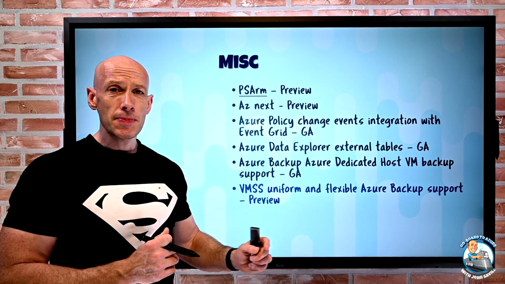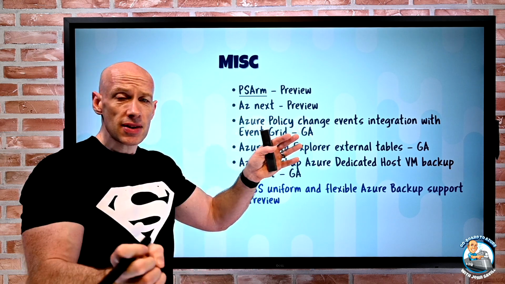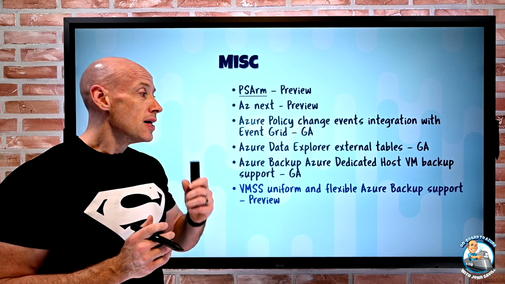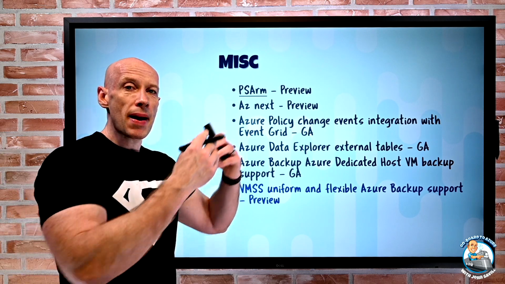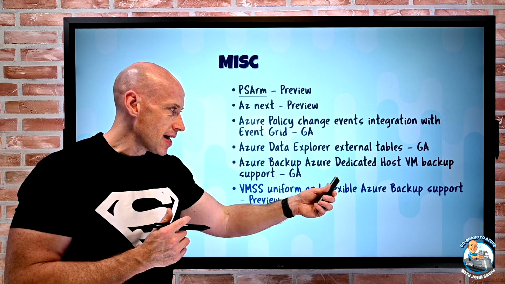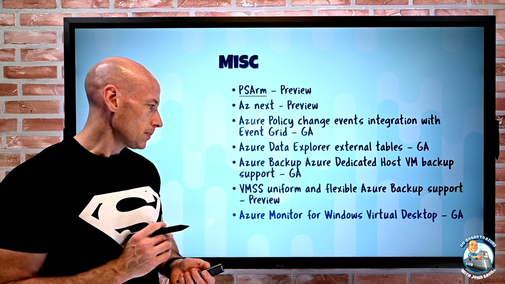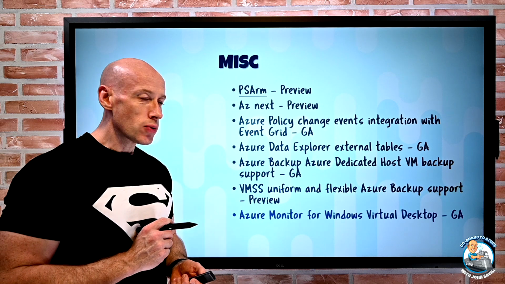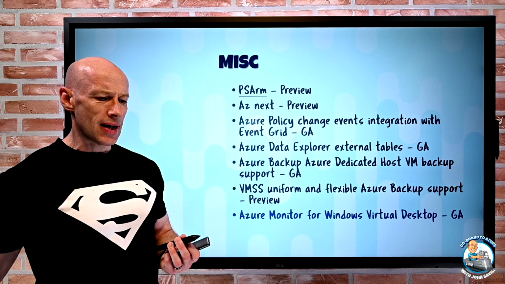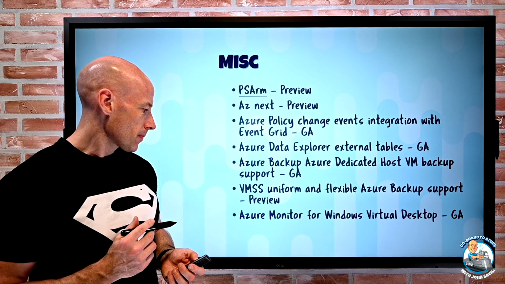Flexible mode lets me create basically an empty virtual machine scale set. Then I can just add VMs that I create into that, so maybe they do have some state I care about. So Azure Backup is supported to actually back up and restore those VMs that are part of a VMSS flexible orchestration mode set. And then Azure Monitor for Windows Virtual Desktop is GA'd, a phenomenal insight and very easy deployment into everything running in my Windows Virtual Desktop environment.